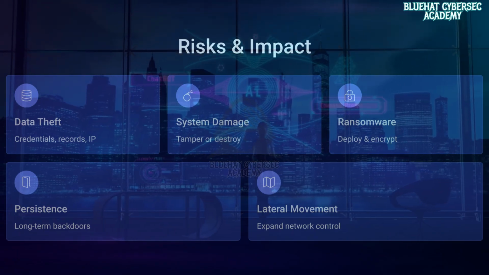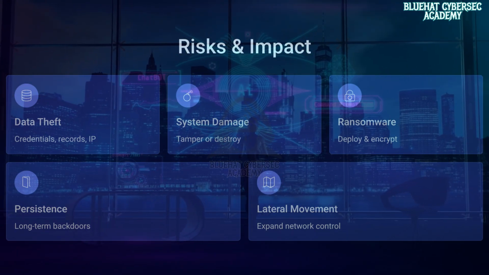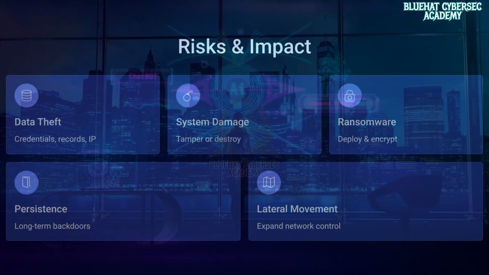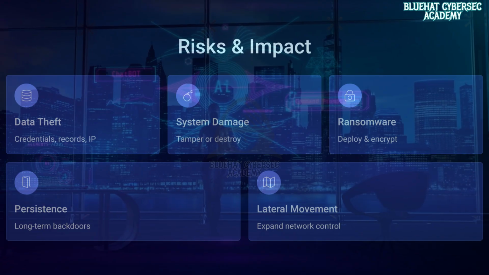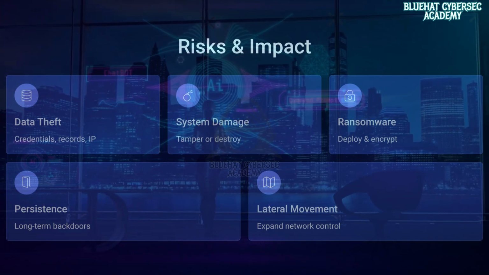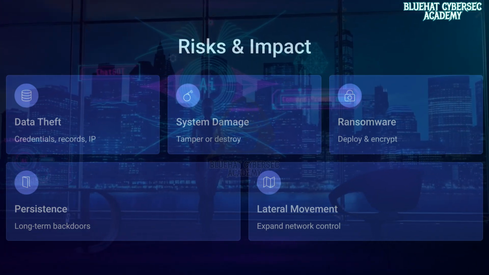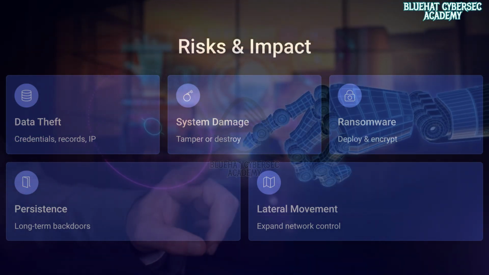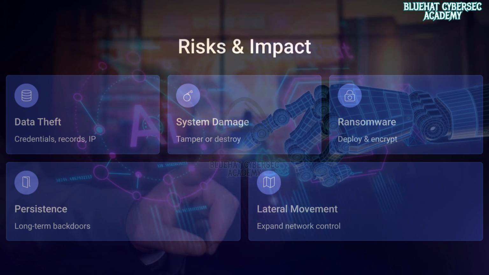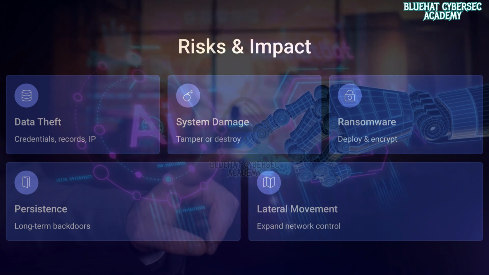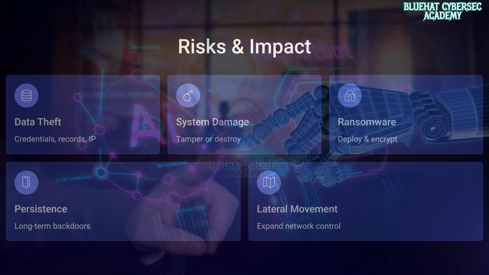Once a reverse shell is established, the risks and impact escalate very quickly. Attackers can steal sensitive data like customer records, credentials, and intellectual property. They can tamper with or destroy systems. They can deploy ransomware. They can create persistent backdoors for long-term access, and they can perform internal network reconnaissance to expand their control. In many real breaches, the reverse shell is not the end goal.